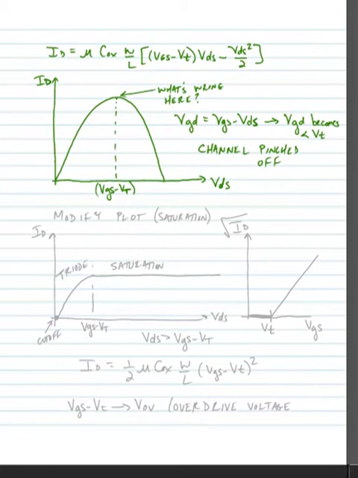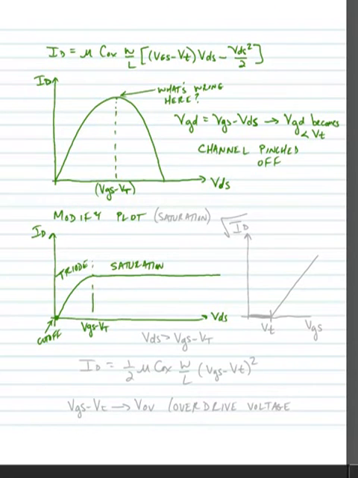So if we modify this plot to a correct form, our plot of ID versus VDS now looks something like so. Where once VDS is equal to VGS minus VT, the device enters saturation. So before this point, we have triode, or linear region. Of course, down at zero current, this is cut off. And here we have the device entering saturation.